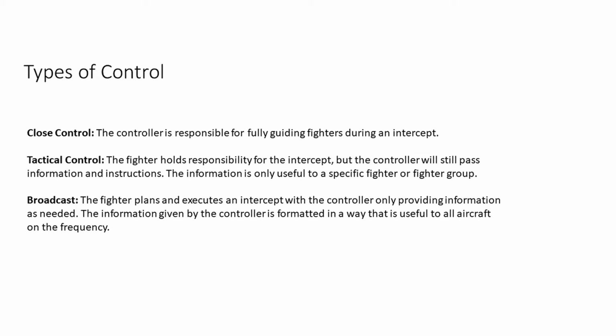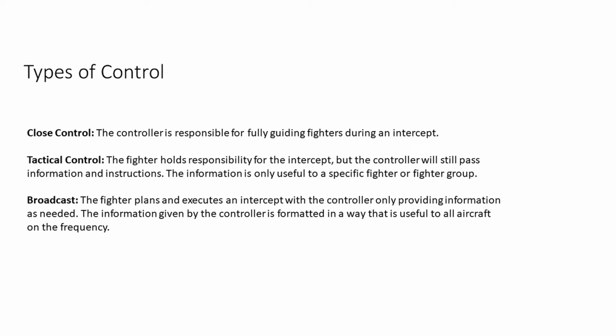The next type of control is tactical control, and that's where the fighters are responsible for the intercept, but the controller's passing pertinent information along to them as they carry out the task. It's important to note that in the case of tactical control, that information is going to be relative to the fighters that the information is being provided to. When we get to examples later, that will make sense. But that information is really only useful to that specific fighter or fighter group that are working together.